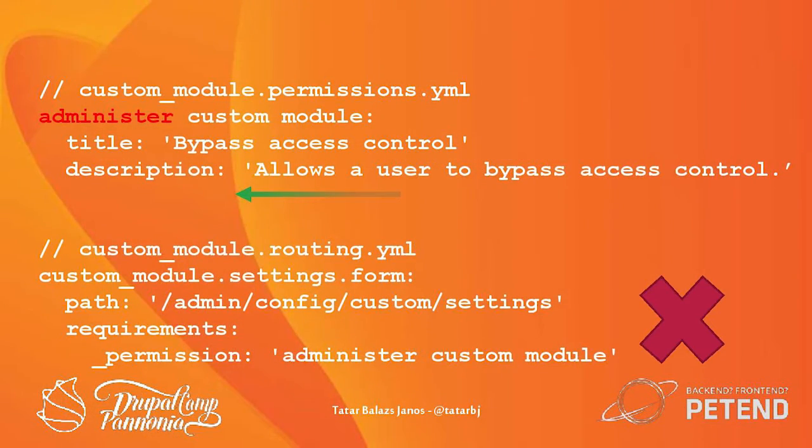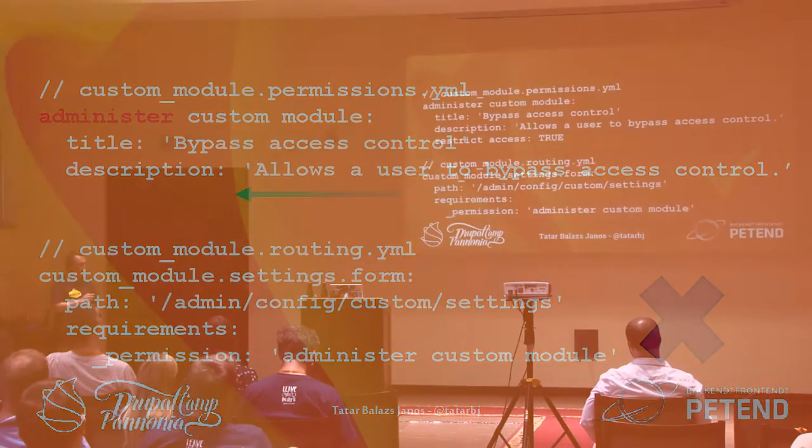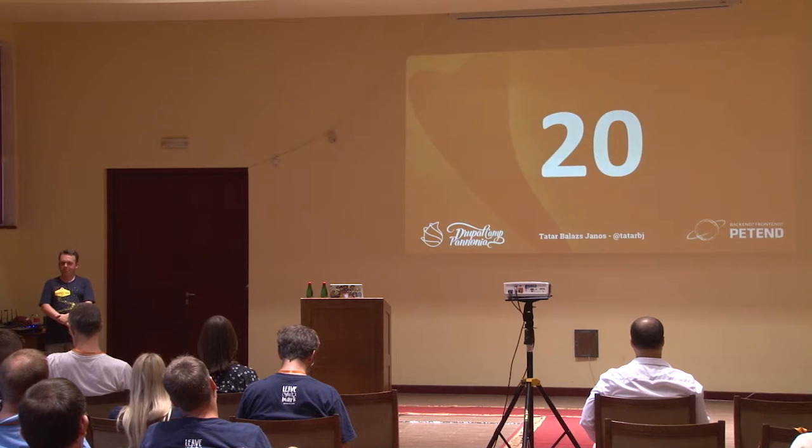Yes, exactly. Yeah, so there is a greenish arrow and it says the restrict access should be used here because it's an administer permission. Even if it's in custom code, please, as a best practice, use restrict access with true, which is by default false, when you define administer or similar permissions. Number 20.